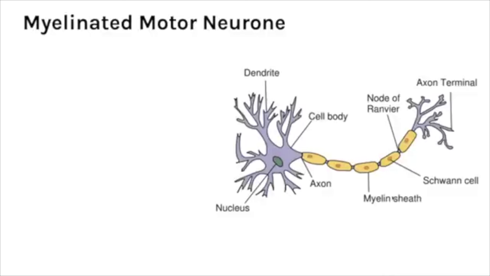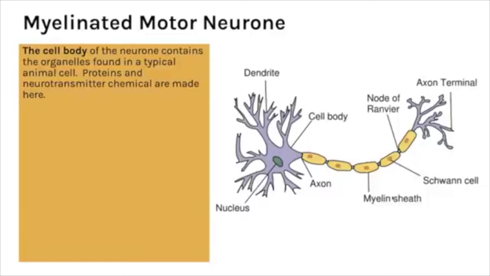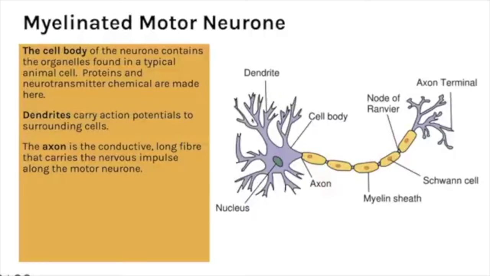Now, if we have a look at a myelinated motor neuron structure, the key parts are, first of all, the cell body. And this cell body contains all the organelles you'd have in a typical plant cell. So, for example, we can see the nucleus. It also has proteins and neurotransmitter chemicals which are made in that part of the cell. The dendrites we can see here branching carry action potentials to surrounding cells.